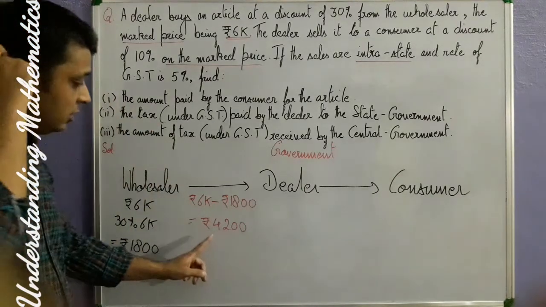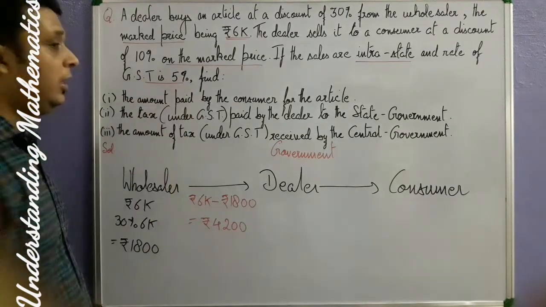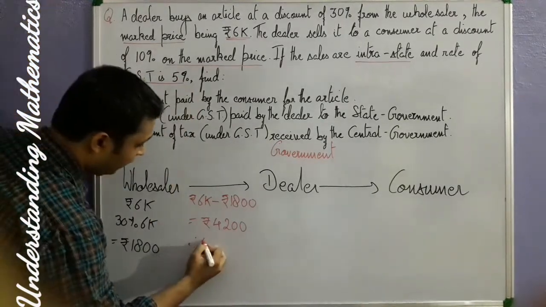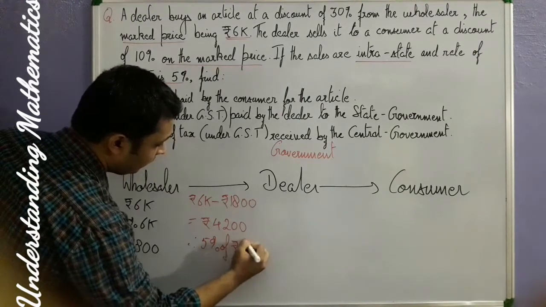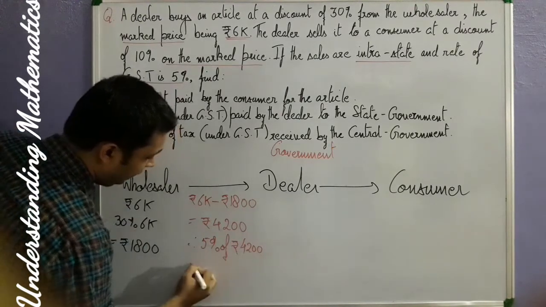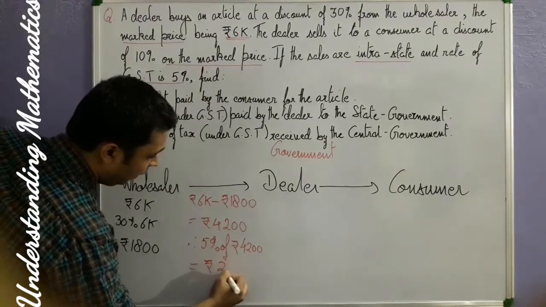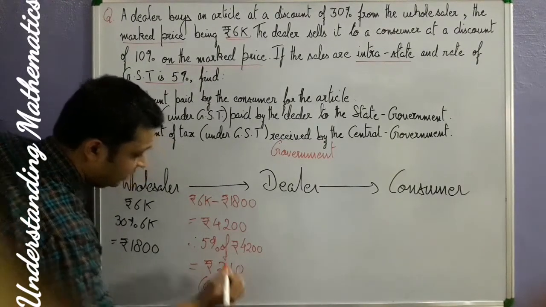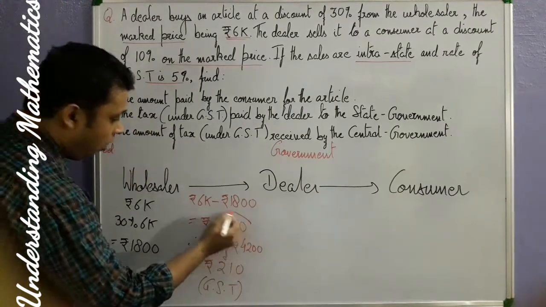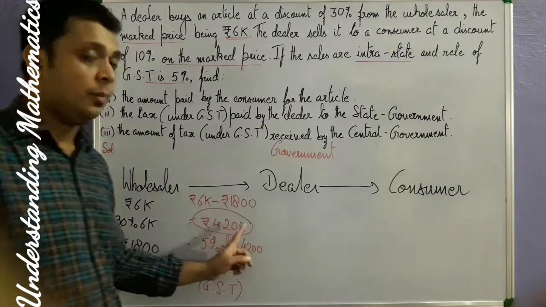Clear? Now this transaction is being observed by the government. A tax of 5% will be levied upon it. So therefore 5% of how much? Rupees 4,200 will give us, if you do the calculation, rupees 210 as GST. So this is the GST amount on what? On this amount of money. Clear? On this amount of money.